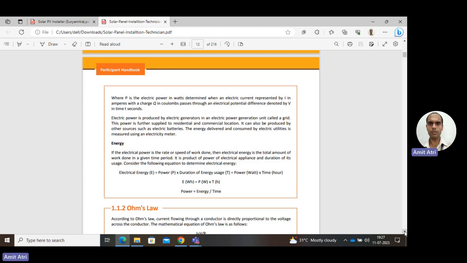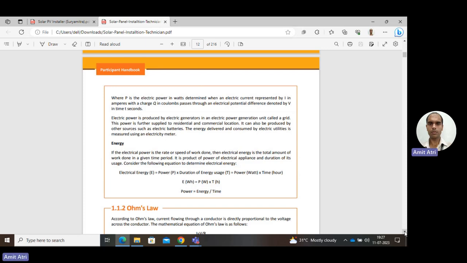Next thing is energy. If electric power is the rate at which work is done, then energy is the total amount of work done in any given time period. What does that mean? Total work done in a time period.